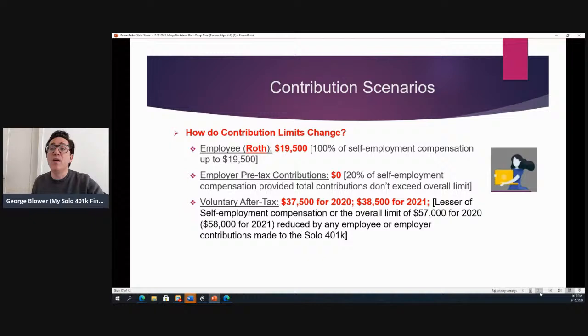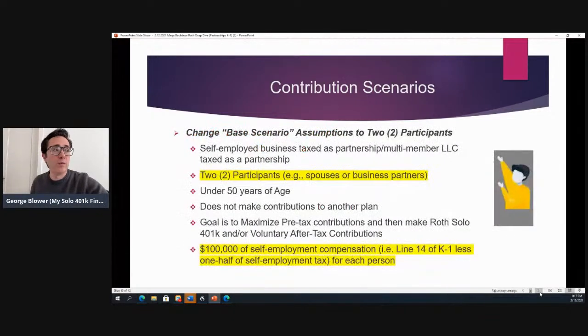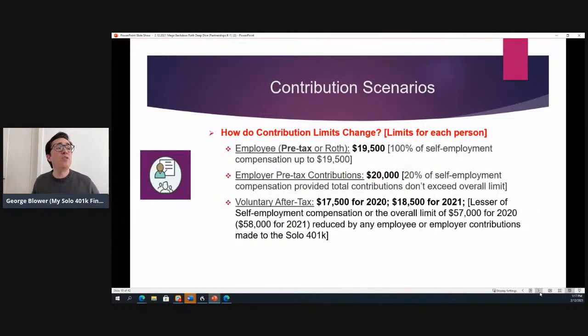So at the end of the day, they've got $57,000 in their Roth sub-account for 2020, or $58,000 in their Roth sub-account for 2021. Now let's go back to the initial scenario. We're going to assume everything's the same, except now we've got two participants. So how do the limits change?